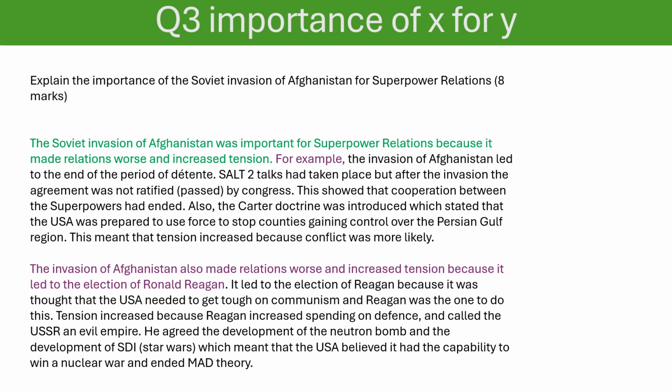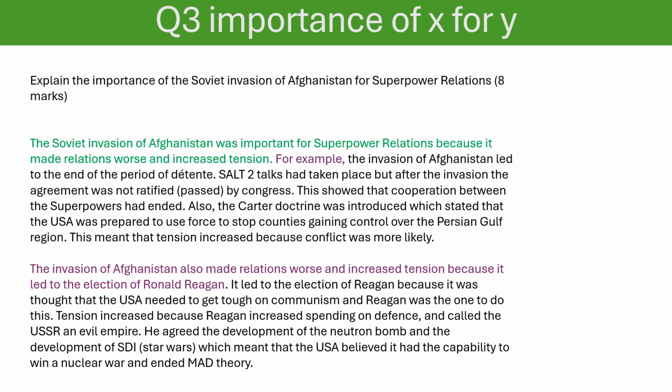So I've looked at the end of détente, SALT II and the Carter Doctrine, and then my second factor is the election of Reagan. But I'm constantly using the words of the question throughout my answer. When this style of question has come up before, it predominantly asks about the importance of an event for superpower relations, so the relations between the USA and the USSR, and they're either going to get better or worse, and you need to give examples of that.